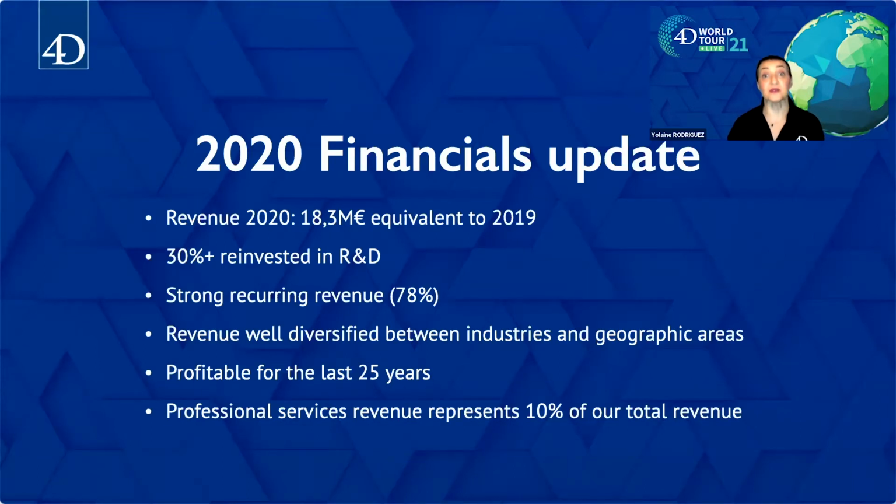4D has now been profitable in each of the past 25 years, with professional services now accounting for more than 10% of our revenue stream. That figure was 7.4% in 2019, and we'll be over 13% in 2021. So thank you all for developing powerful and sustainable applications that withstand the test of time. This is our motivation to continue investing heavily in our products and services.